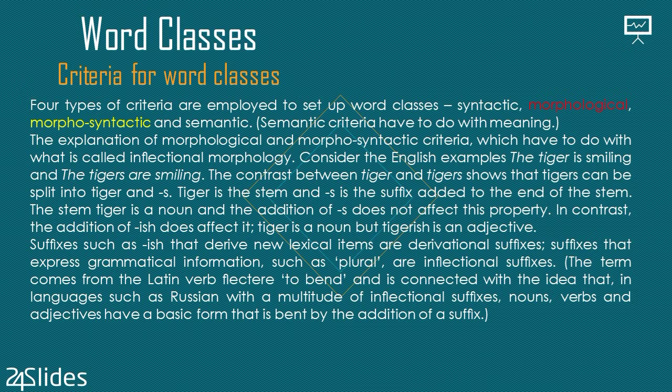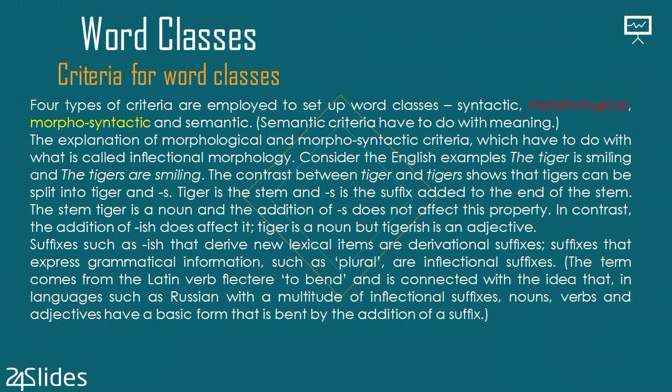Consider the English examples: the tiger is smiling and the tigers are smiling. The contrast between tiger and tigers shows that tigers can be split into tiger and s. Tiger is the stem and s is the suffix added to the end of this stem. The stem tiger is a noun and the addition of s does not affect this property. In contrast, the addition of ish does affect it. Tiger is a noun but tigerish is an adjective.